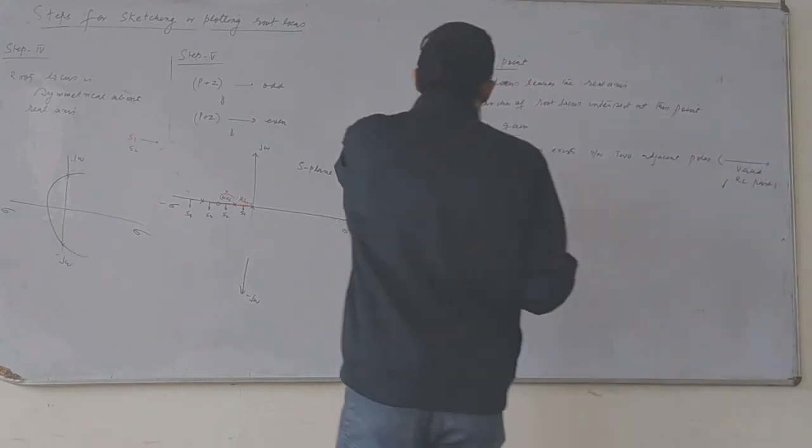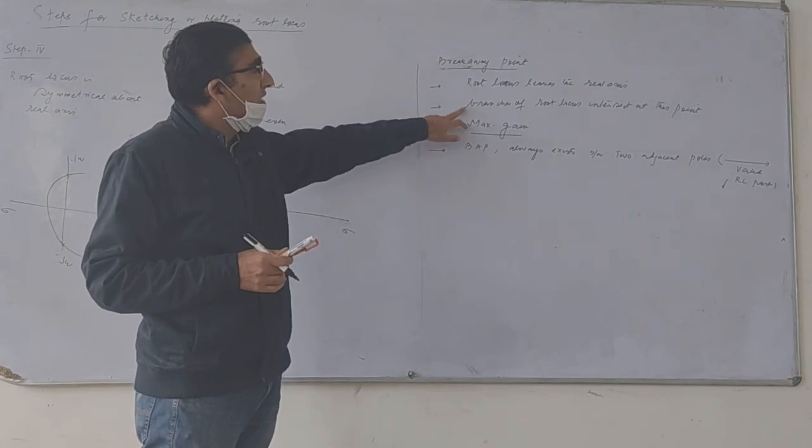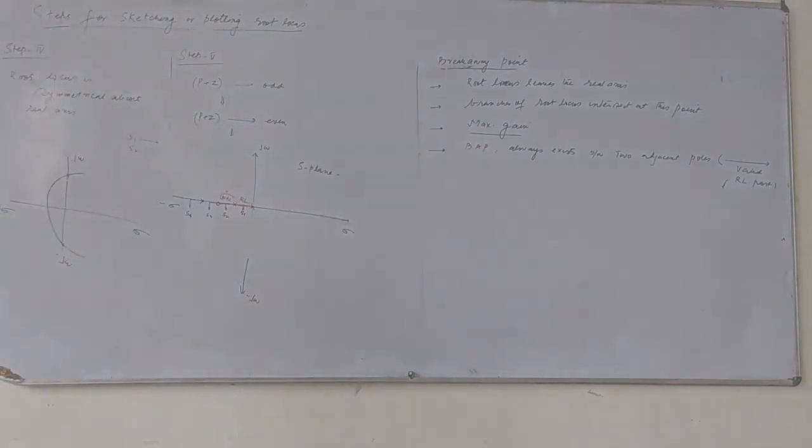And maximum gain will occur at this point, and the branches of the root locus will also intersect, and then the root locus will leave the real axis. It will intersect like this, and then it will leave the real axis. Suppose this is a breakaway point, the branches will intersect here, and then this branch will leave here up to K equal to infinity.